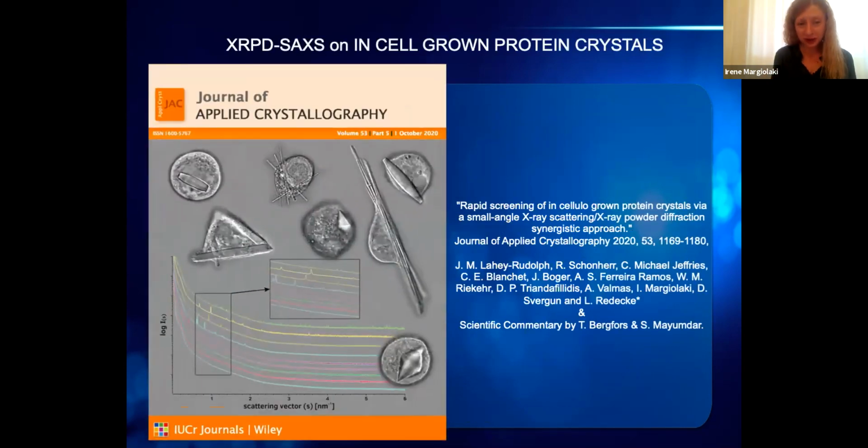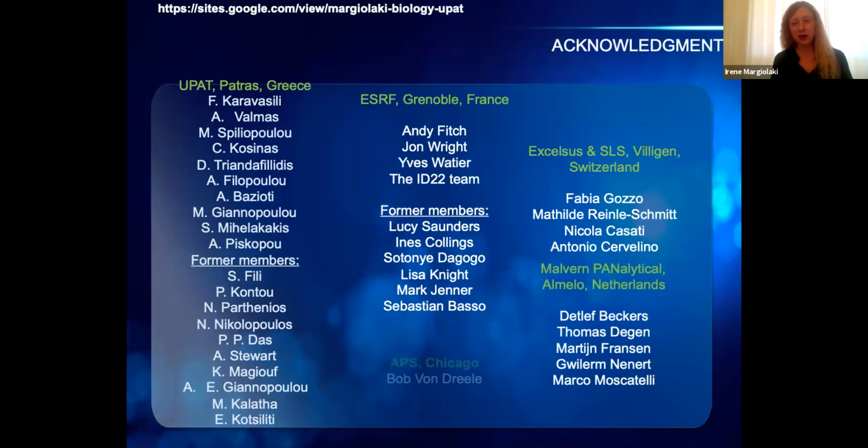I will conclude with this. This is a very recent result I'm very, very proud of. It's in collaboration with Dimitris Verg and Lars Redecke. They grew crystals of different viruses, virus proteins in cells. They put the cells directly in the beam at a SAXS station at DESY. They collected powder diffraction data and we achieved polymorph identification. So in-cell crystallography is also feasible. And I will leave the acknowledgements for all of you. Thank you very much for your attention.